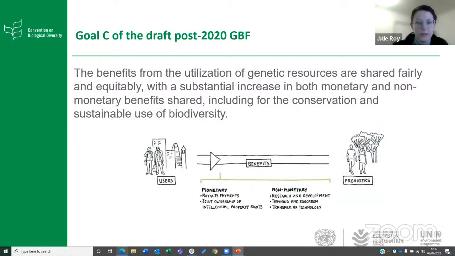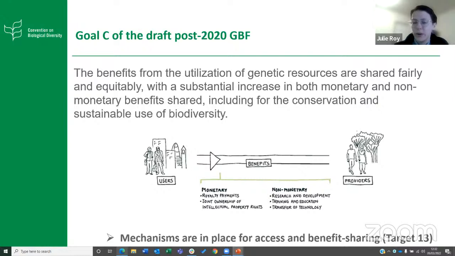Now, turning to the draft text of the GBF, we have the wording of Goal C, which is very similar to the 3rd objective of the CBD in terms of wording, with this added notion of a substantial increase in both monetary and non-monetary benefits. So there's an assumption in this goal.